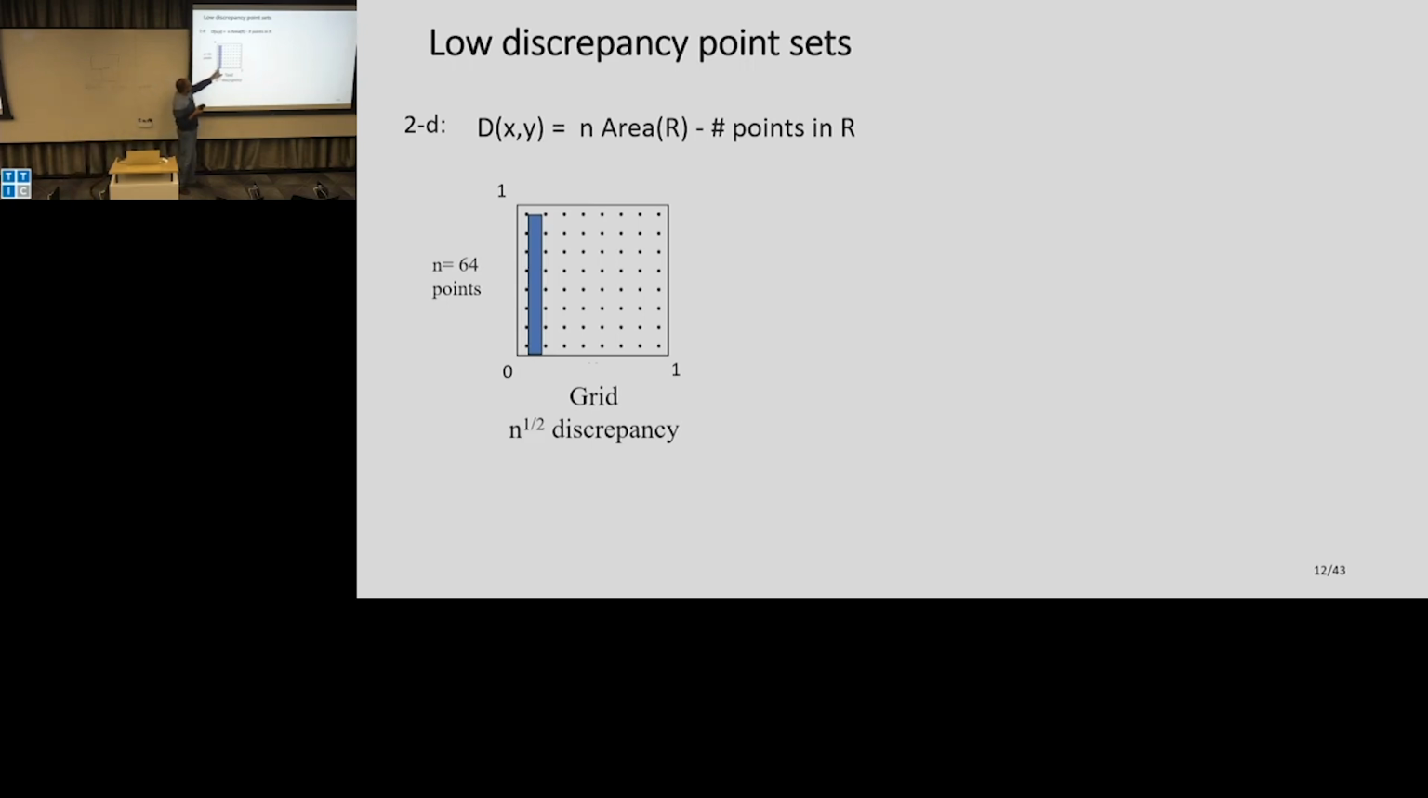Indeed, because I'm placing n points, the distance between any two layers is 1 over root n. I'm placing a root n by root n grid. So the area of this rectangle times n is like root n. As I vary from here to here, this quantity is changing by root n, but the number of points is not changing. So typically, your discrepancy D(x,y) will be like root n.